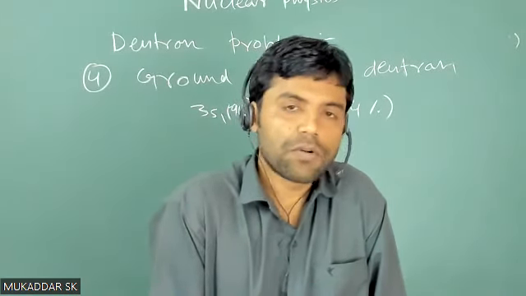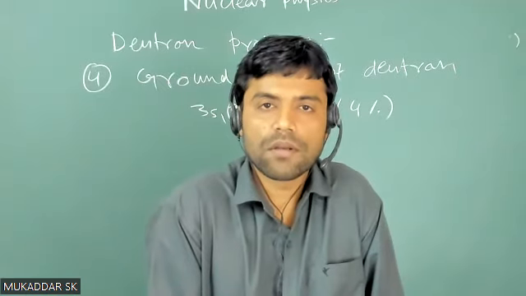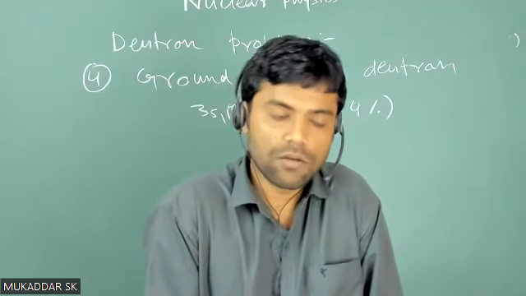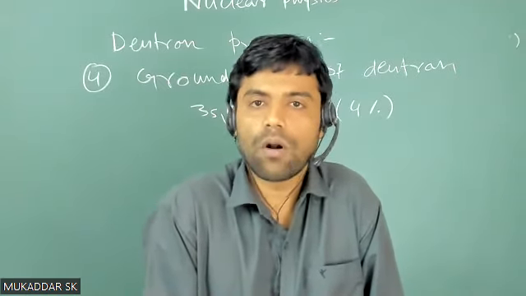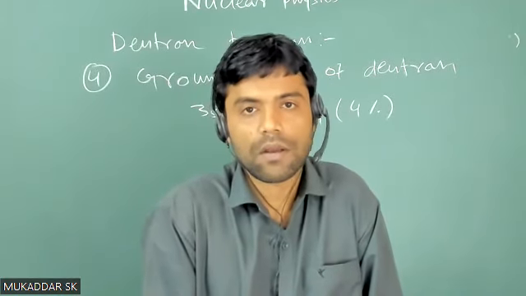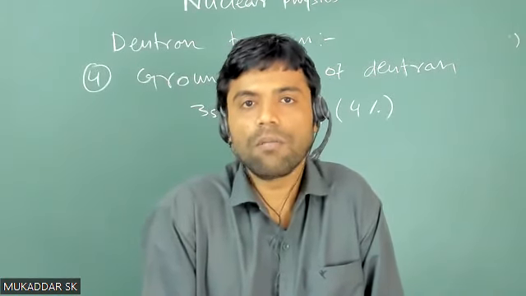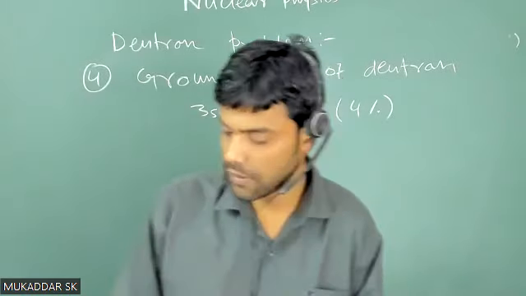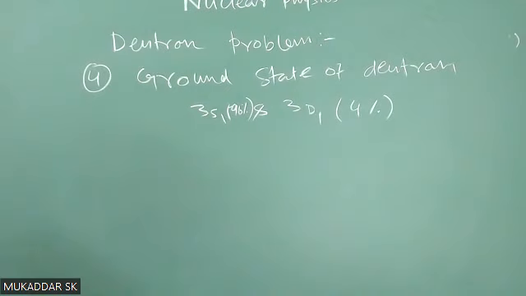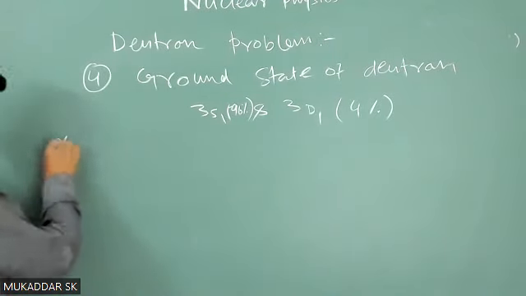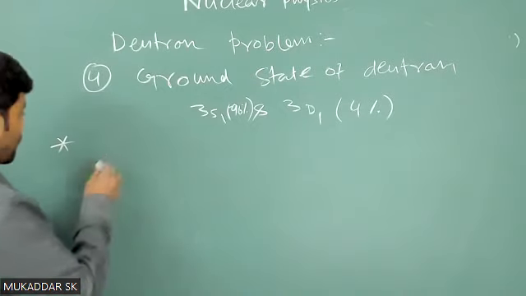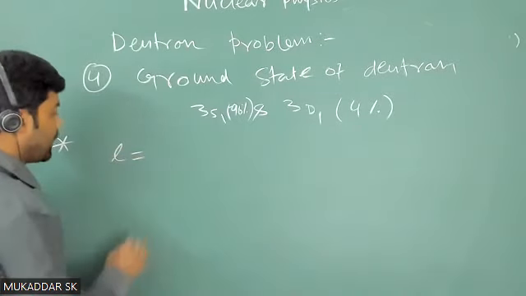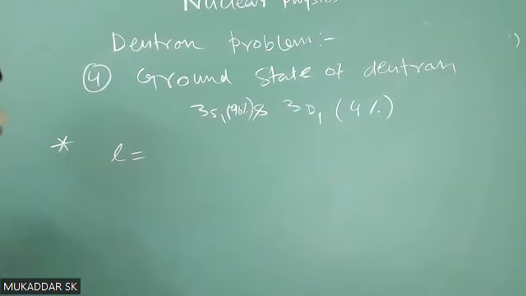P orbital is not possible here because of parity, because when you are taking p orbital means L equals to 1, and that will give your odd parity, but you have seen that parity of deuteron is even. 1 plus means even parity. That's why that p state is not possible. You can check. L वैल्यू मिनिमम कितना पॉसिबल है? L का मिनिमम कितना पॉसिबल वैल्यू है?